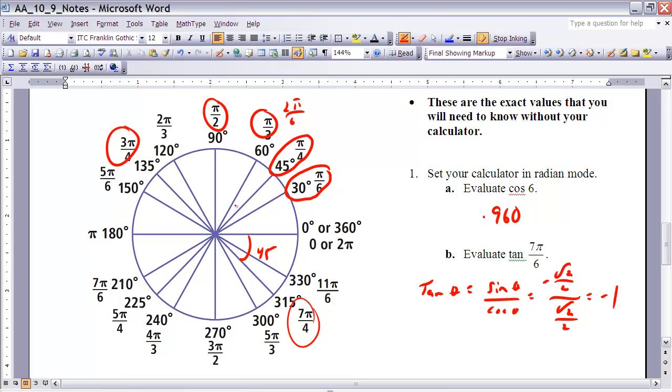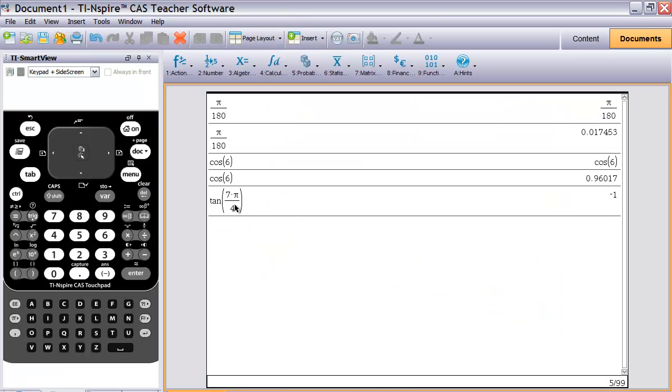Now we can also look at that on our calculator. You'll notice if I take the tangent of 7 pi over 4, I get negative 1 using the calculator as well.